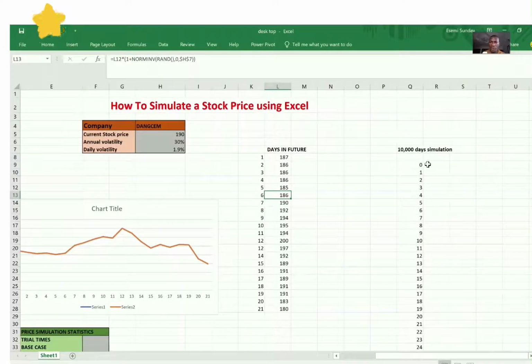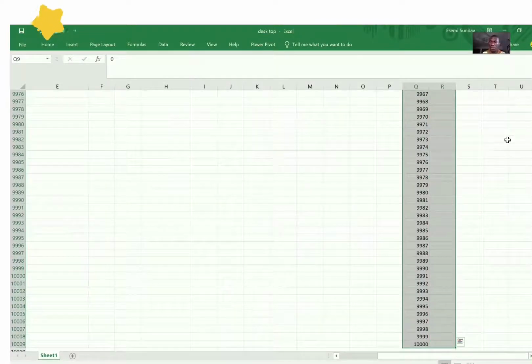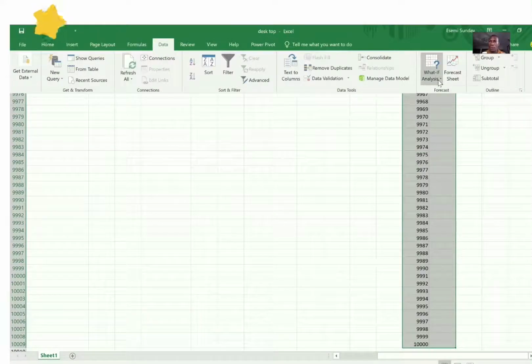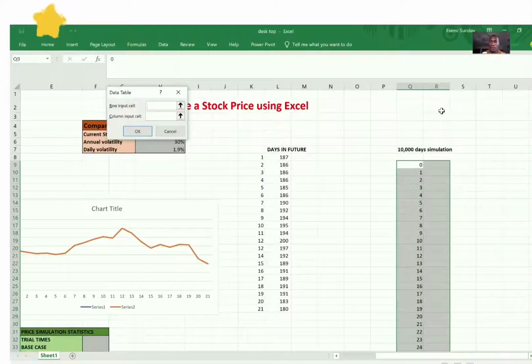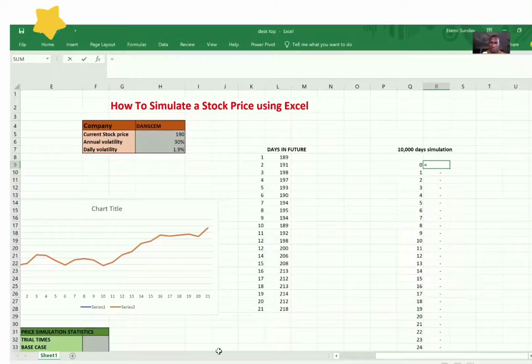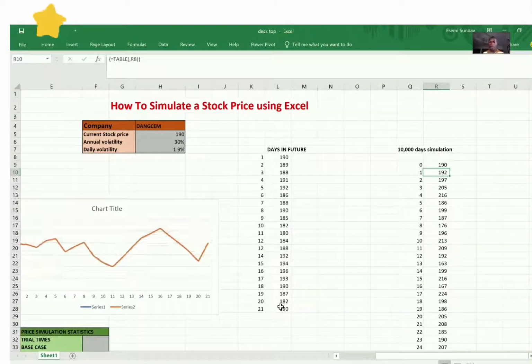To simulate for 10,000 days, put our cursor here and select all, and then we insert the data table. Go to Data, and then go to What-If, bring in your data table, and then you trick Excel, taking the column cell, and then you say okay. So you have your data table. Therefore, if you pick the price on the 21st day, it will automatically fill in the prices for all the days. Then we need to find the peakedness, the most peak price.